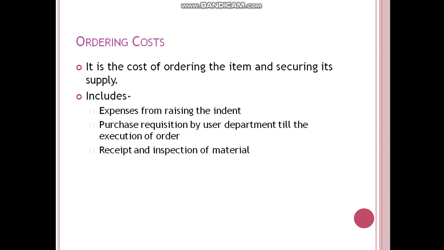Now if we go by definition, ordering cost is the cost of placing an order from a vendor. This includes all costs incurred from calling for quotation to the point at which the item is taken into stock, and generally the ordering cost is termed by the symbol C naught. Ordering cost को हम denote करने के लिए जो symbol use करते हैं, that is C naught.